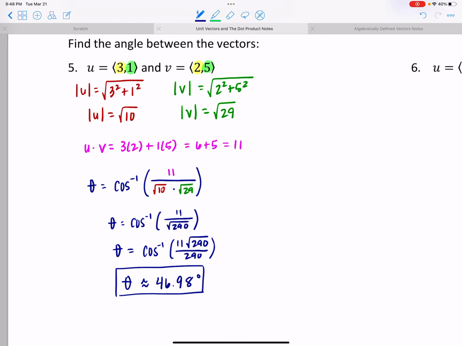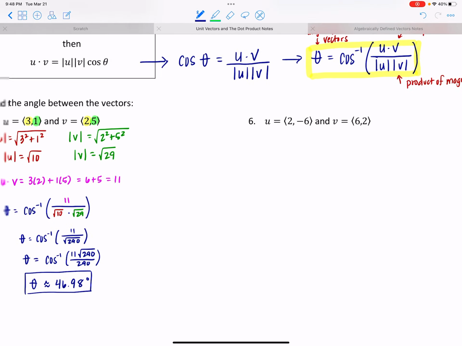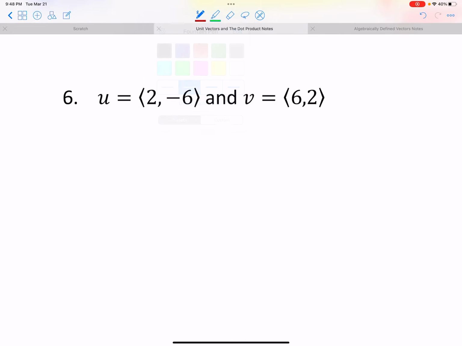Okay, so if we can calculate those two magnitudes and that dot product, the inverse cosine of a fraction containing those things is going to get us that angle. To me, easier than the law of cosines, but maybe you're thinking, okay, this is just as terrible. Let's try another one.